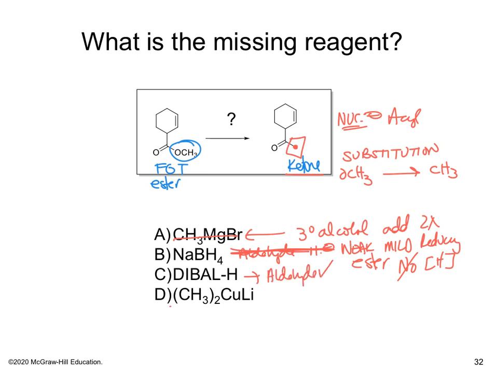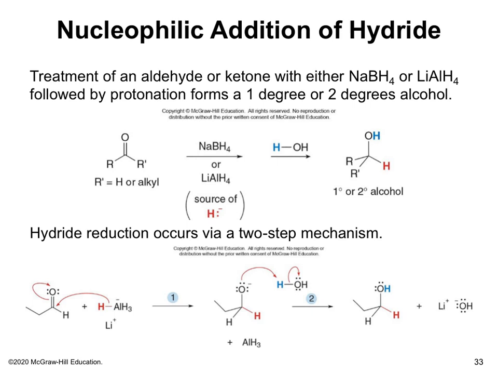Yes, that would. This is the cuprate. This is going to deliver the CH3. So cuprates are like those R2 cuprolithiums. These are mild and they will add. So D is your answer.